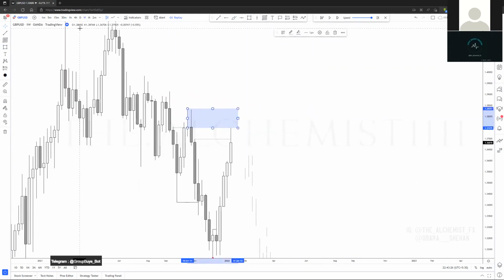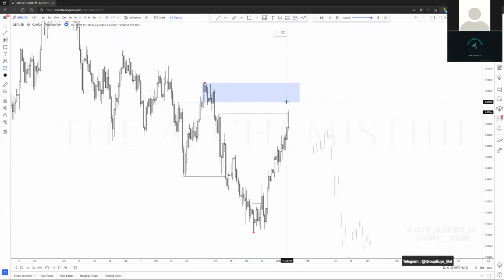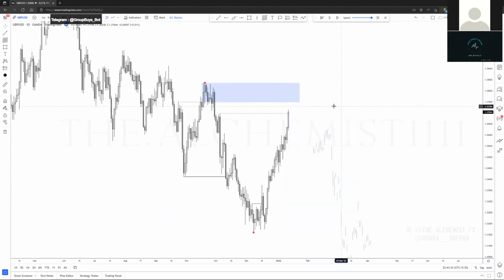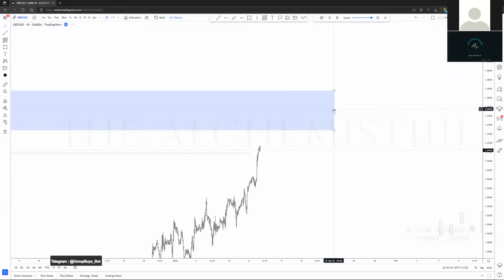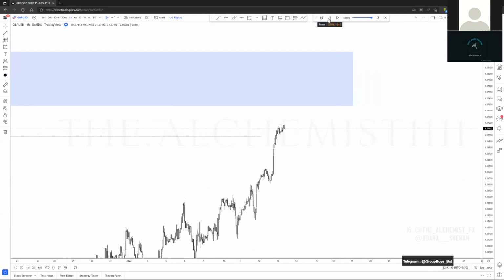Now what you do is, let's see. Are you going to sell it in here with your stop loss above that high and target this? No. 87 pips, too much. You don't want that, right? Then what we do is we wait until price gets inside of that. Let's wait for a confirmation.